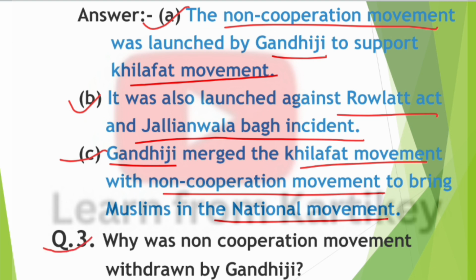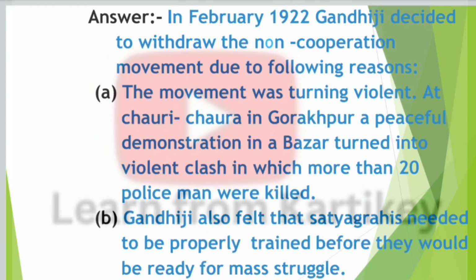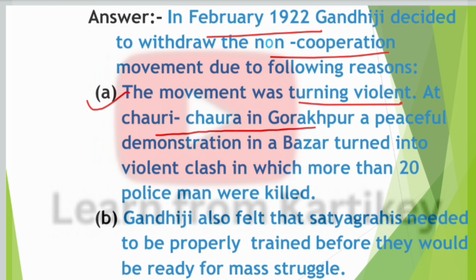Next question, question number 3: Why was the non-cooperation movement withdrawn by Gandhi ji? Answer, in February 1922, Gandhi ji decided to withdraw the non-cooperation movement due to the following reasons. First point, the movement was turning violent. At Chauri Chaura in Gorakhpur, a peaceful demonstration in a bazaar turned into a violent clash in which more than 20 policemen were killed. Second point, Gandhi ji also felt that Satyagrahis needed to be properly trained before they would be ready for mass struggle.